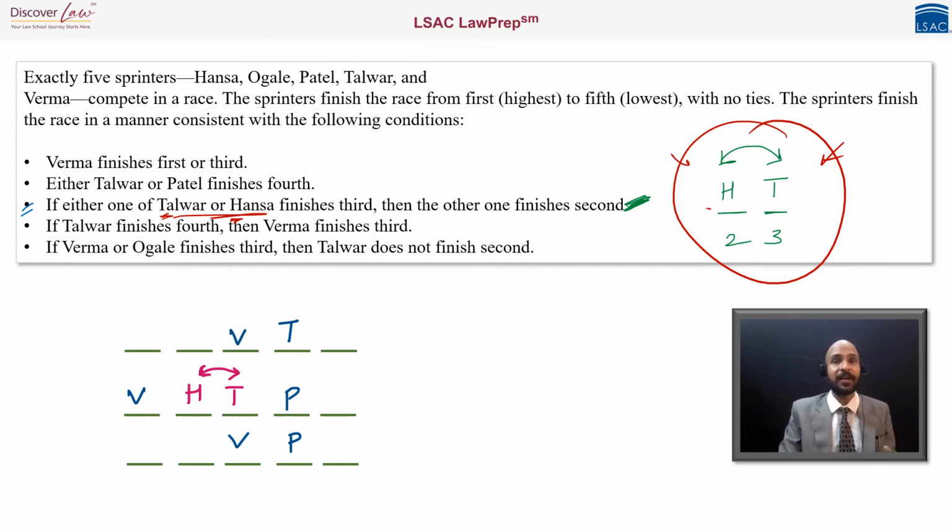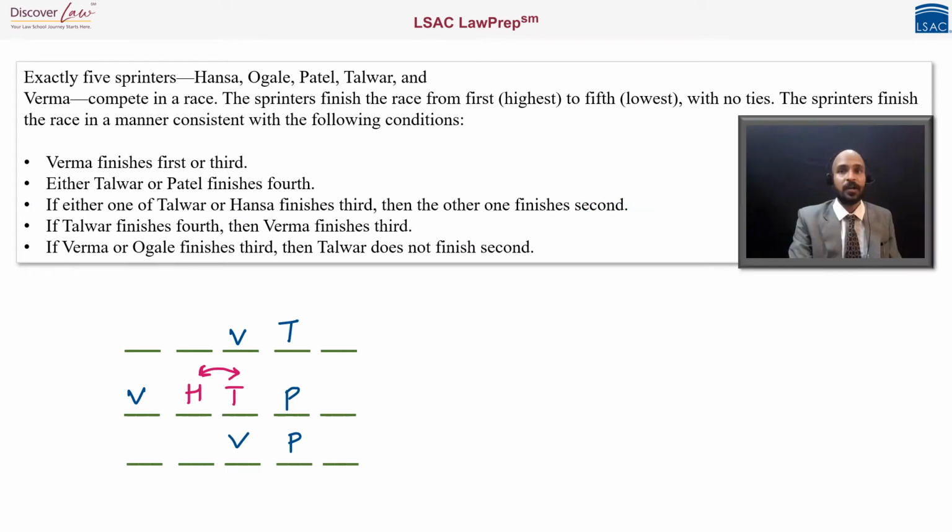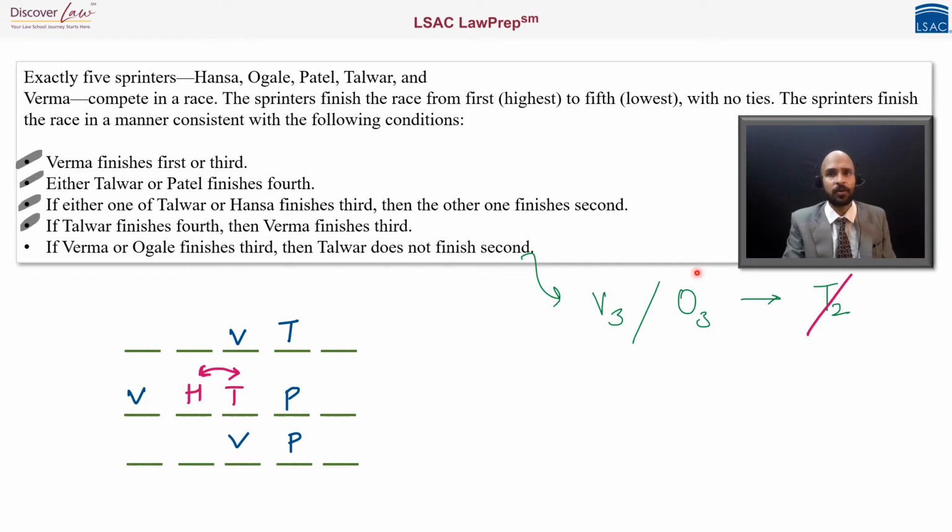Okay, let's move ahead and use this diagram. Right then, so after looking at the rules 1, 2, 3 and 4, here's our diagram. Let's look at rule number 5 and see as to how this further reduces the possibilities in the diagram, right? Maybe you might remove one case, or maybe you might have to write something in between somewhere, thereby reducing the possibilities. Now, what does the fifth rule say? It says that if V or O finishes third, then T does not finish second. Basically, it means that if V3 or O3, then no T2.